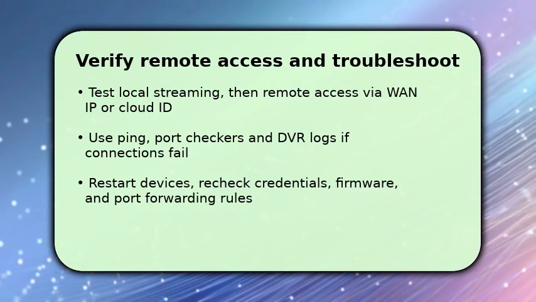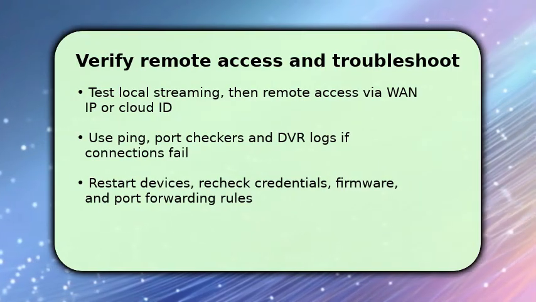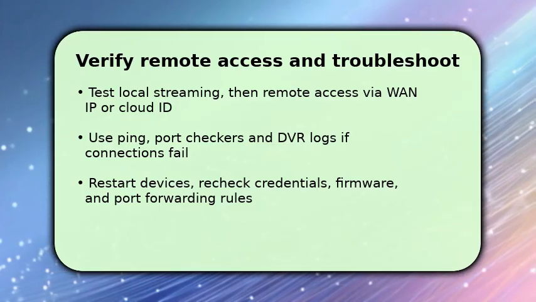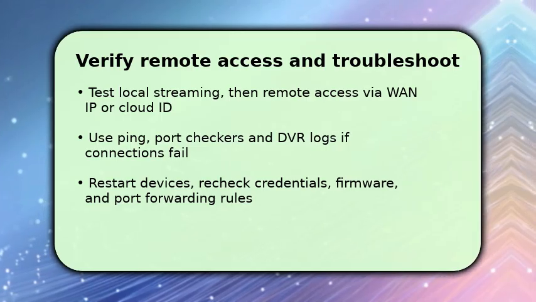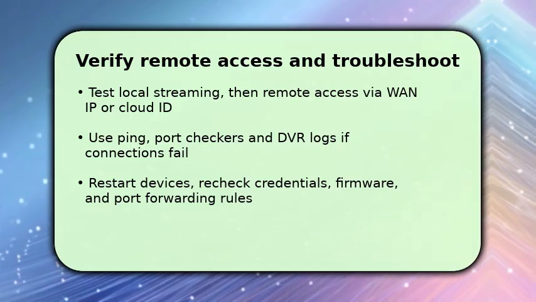You now verify local video first to ensure cameras and encoding work. Then test remote access using the WAN IP, assign a DDNS name or vendor cloud ID so you confirm end-to-end connectivity.